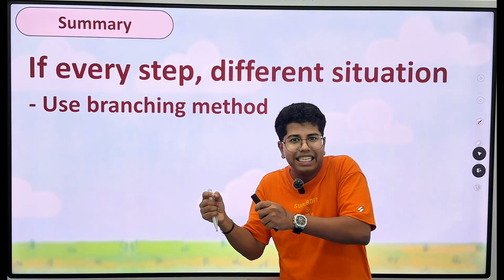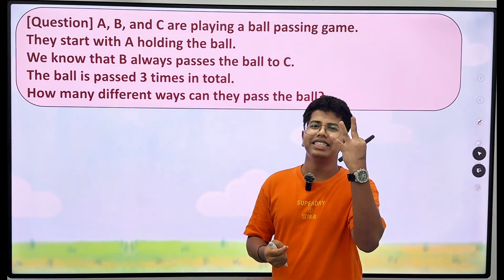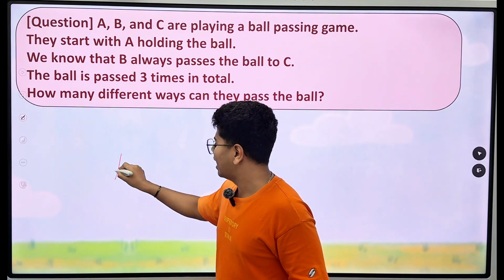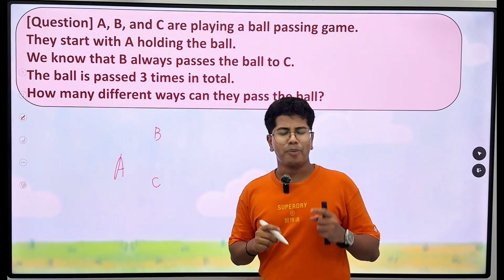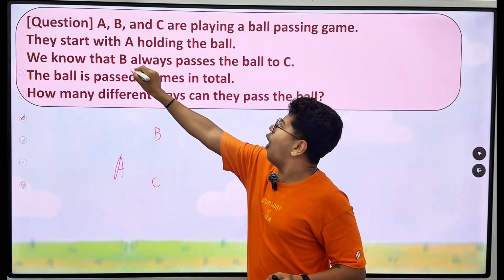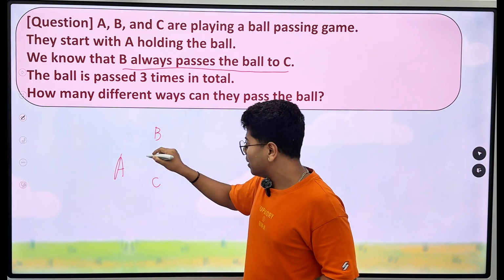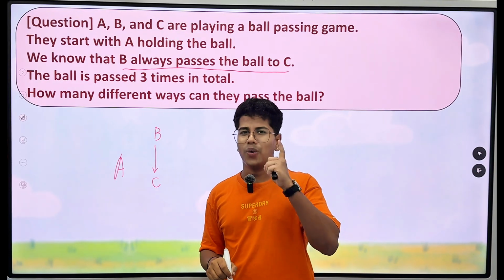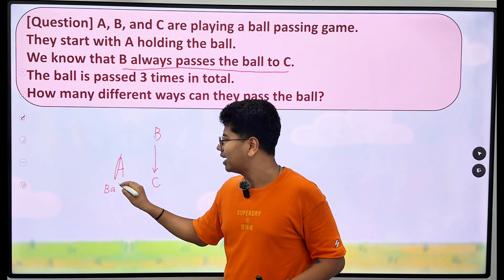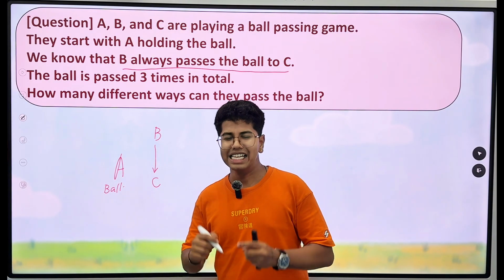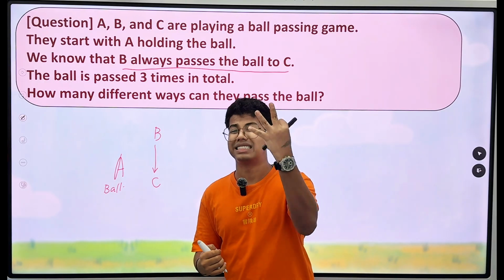Now understanding this, let's have a look at our question. In our question also there are 3 children, that is A, B and C. But here the problem is B always passes the ball to C. So whenever B has the ball, he can only pass to C. That is the only condition. And A has the ball. Now let's see how many different situations there are if the ball is passed 3 times.